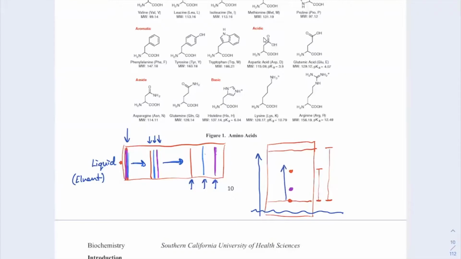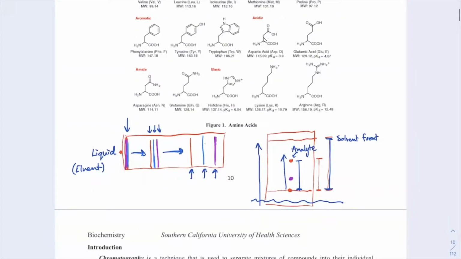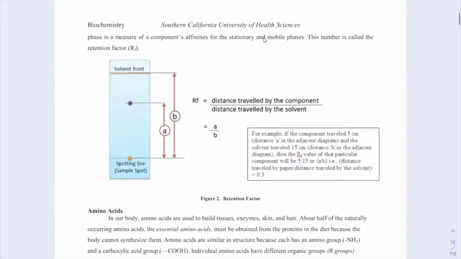So each of these spots will reach a particular distance relative to the total distance that the liquid travels. So we call this the solvent front, and you could call this the sample spot or the analyte. The proportion of those two, A over B, is going to be what we use to compare each of these individual amino acids.